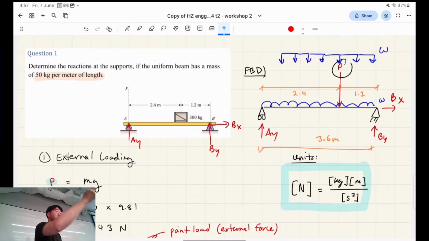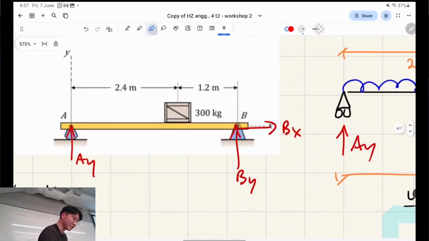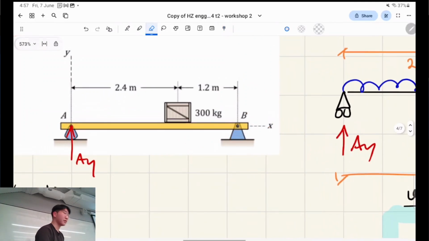You got a question? Why is there no horizontal force? Yeah, good question. So basically, if I rub this out, this is what a pin support looks like. A pin support can resist horizontal and vertical forces. The door hinge is a bad example because everything's flipped, so don't use the door. Just focus on this pin support.